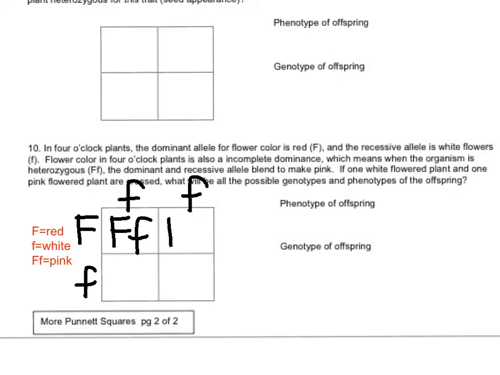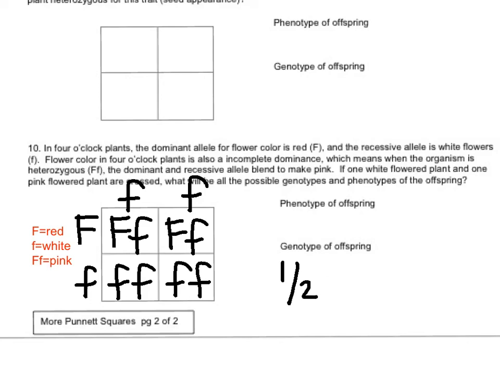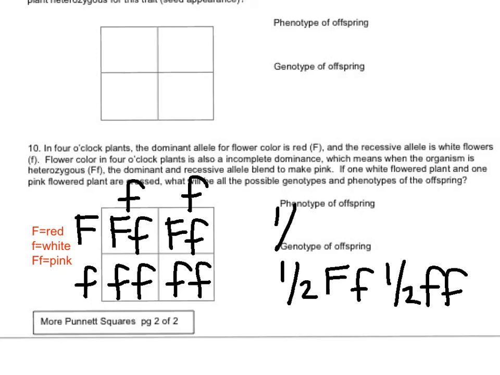So we fill this out, and it turns out that we won't have any red offspring because we don't have anything that is homozygous dominant, because in this case, the heterozygous shows pink, not red. So as far as genotypes go, we're going to get about half being heterozygous, and the other half producing white flowers. So phenotypically, we get half being pink and half being white. No red at all.